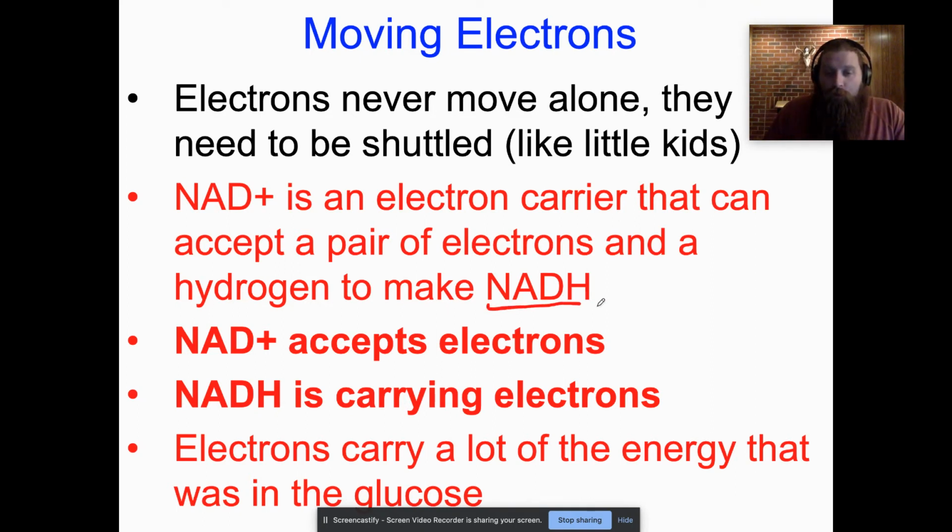NADH is a full taxi. So NADH is carrying the electrons. It's a full taxi. And NAD+ is empty. It can take some electrons. Those electrons are going to move through something called the electron transport chain, which we're going to talk about in the cell respiration video. And it actually turns a pump that makes our ATP in the end.